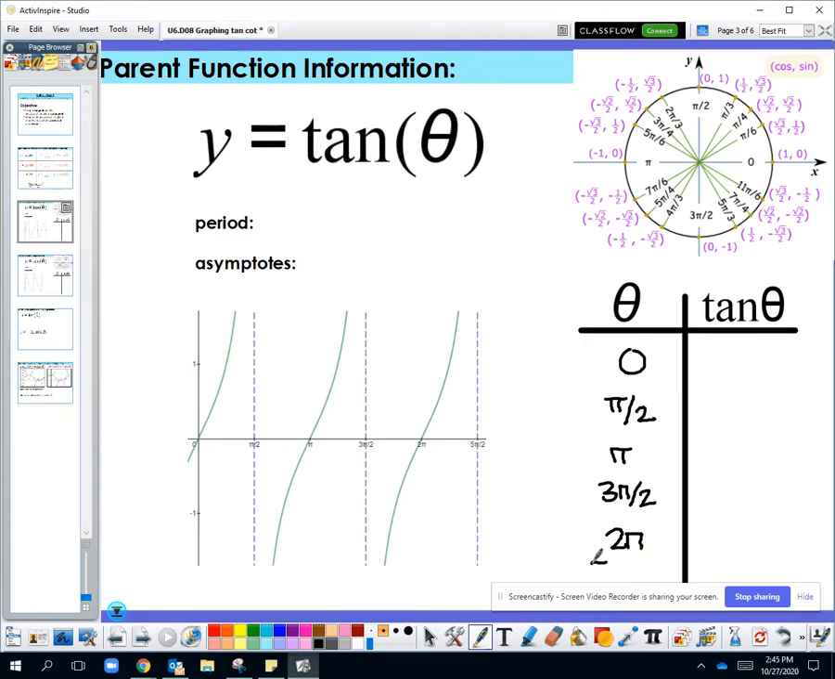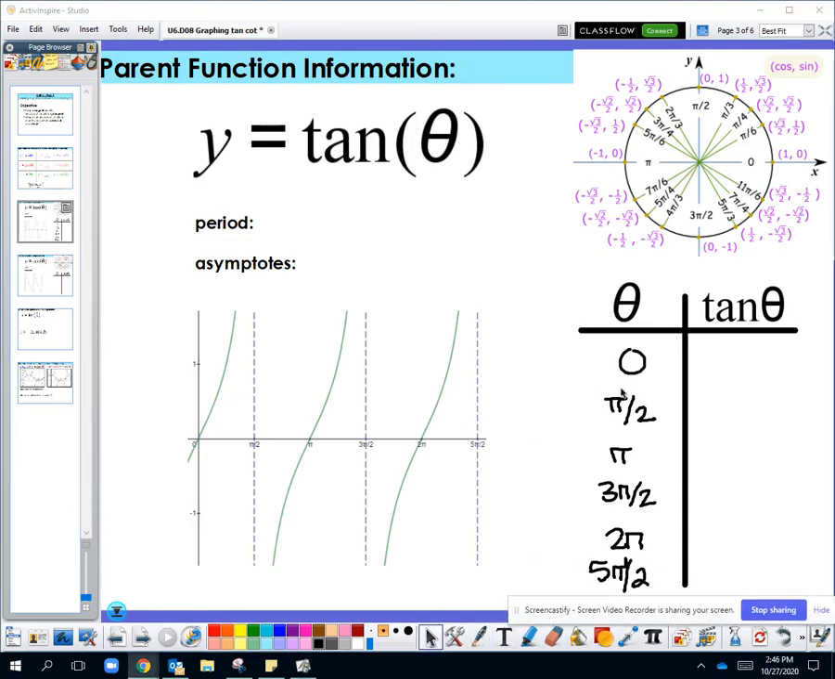With tangent, I like to do a sixth coordinate, and you'll see why. We'll call that 5 pi over 2. That's just a coterminal angle for pi over 2. I added 2 pi to it. We also know that tangent is the same thing as y over x, or sine over cosine.